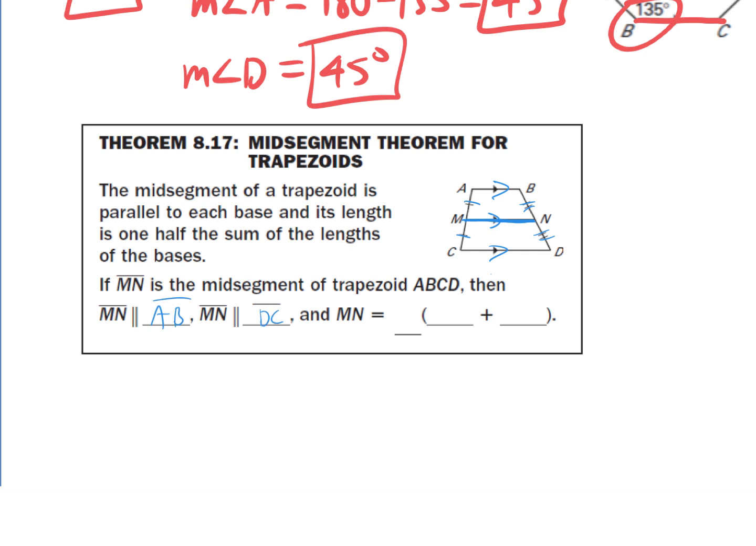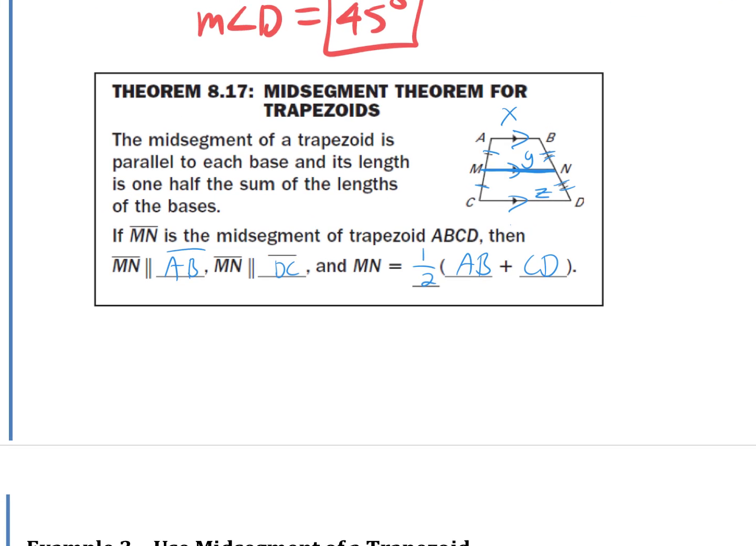So those are going to be parallel, but there's a relationship between the bases and the mid-segment. Okay, I'm going to label the top base X, the mid-segment Y, and the other base Z. Okay. And here's what it is, okay? The mid-segment, MN in this case, is going to be 1/2 of AB plus CD, okay? That's what they want you to fill in the box here.